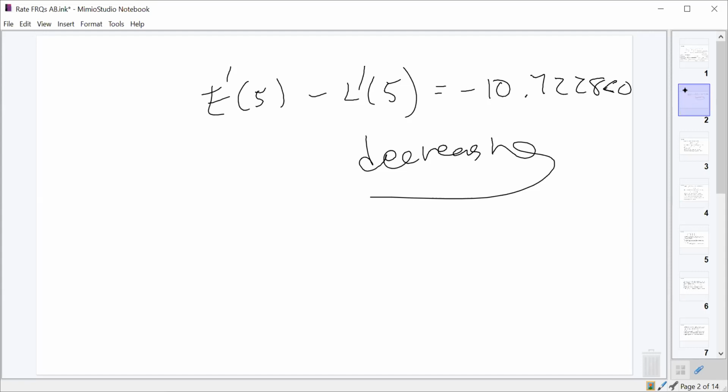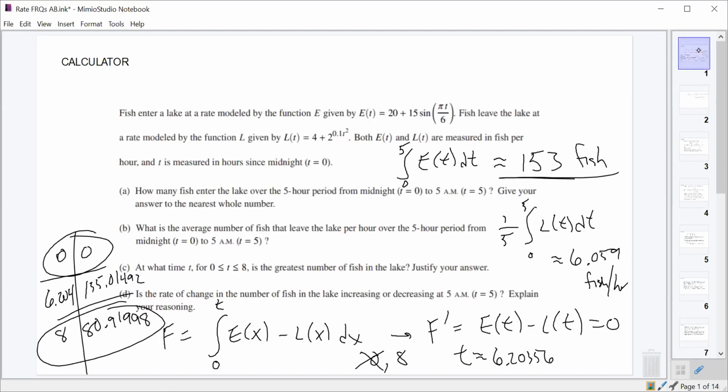Everybody good with that? Mr. Bachelor, I'm a little bit confused. Could you go back to the last slide? Sure. Here is the last slide. Isn't E itself the rate function? Yes. So if they're asking for the rate of change in the number of fish, wouldn't it just be E of 5 minus L of 5? No, they're asking, is that rate of change increasing or decreasing? Oh, so we're determining if the derivative of the function that represents the rate of change is positive or negative. Okay, I see. Thank you. Yep.